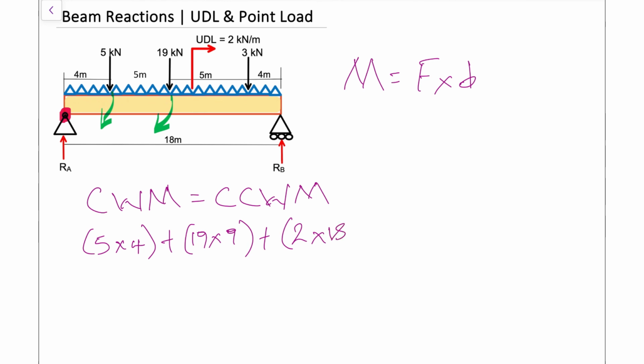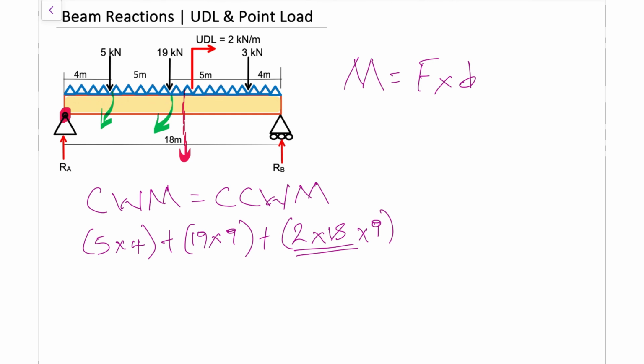Now we have to do another multiplication because this force, or 2 times 18, is our total load, and we need to convert that into a point load and place all of that now into the center, which is why we're going to halve the length. So this 18, we're just going to half it down the middle and place that 36 kilonewtons right there. So it's 2 times 18 times 9, and that would take care of our UDL.